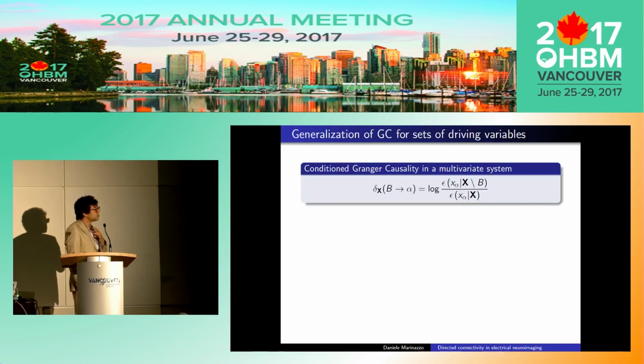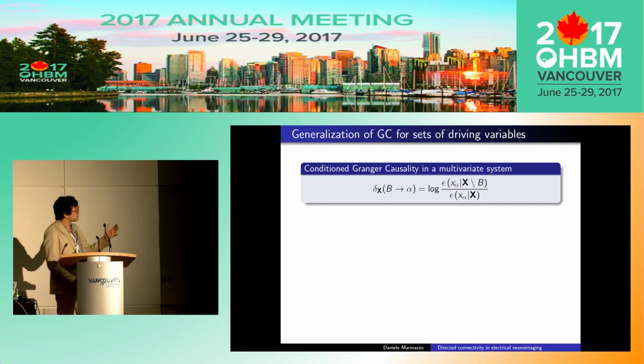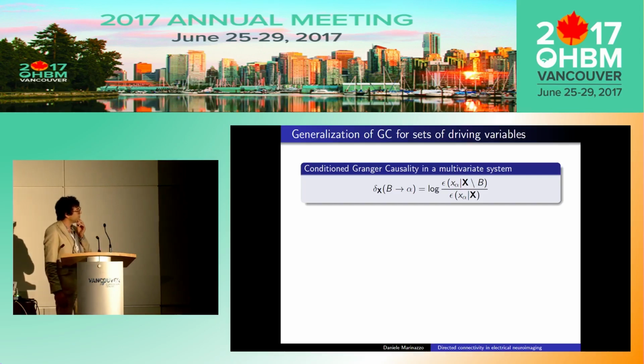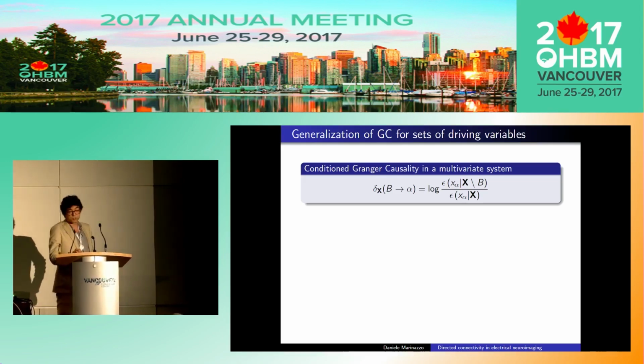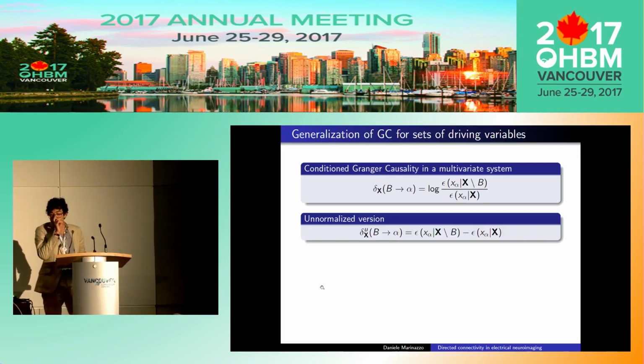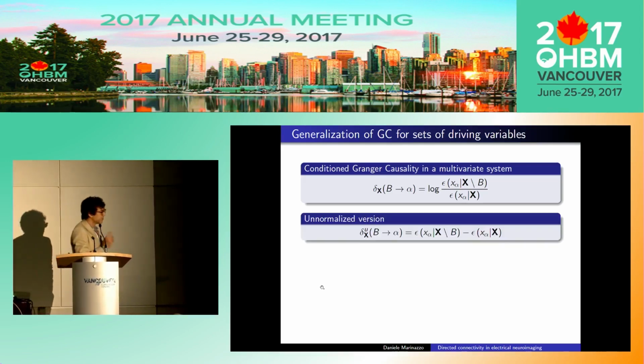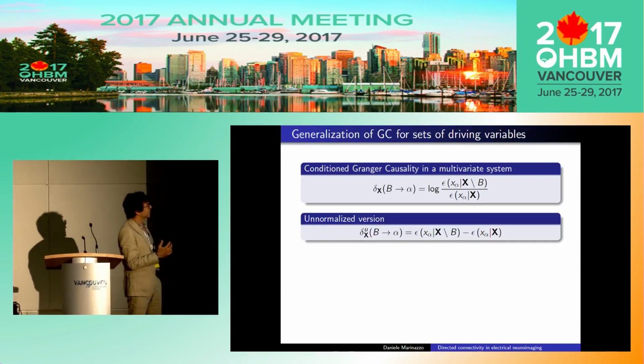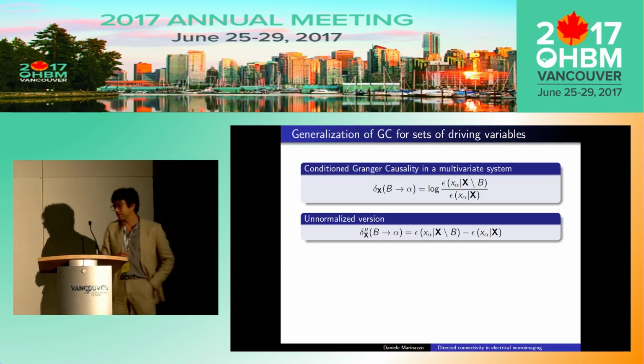the individual contributions of the variables. In order to do so, we can do it in the framework of information theory, using those formulas that we've seen before, but we can also do it in the framework of Granger causality. Here we have the formula for conditional Granger causality in a multivariate system. And then we do a dangerous thing. We denormalize this thing. We remove the logarithm.